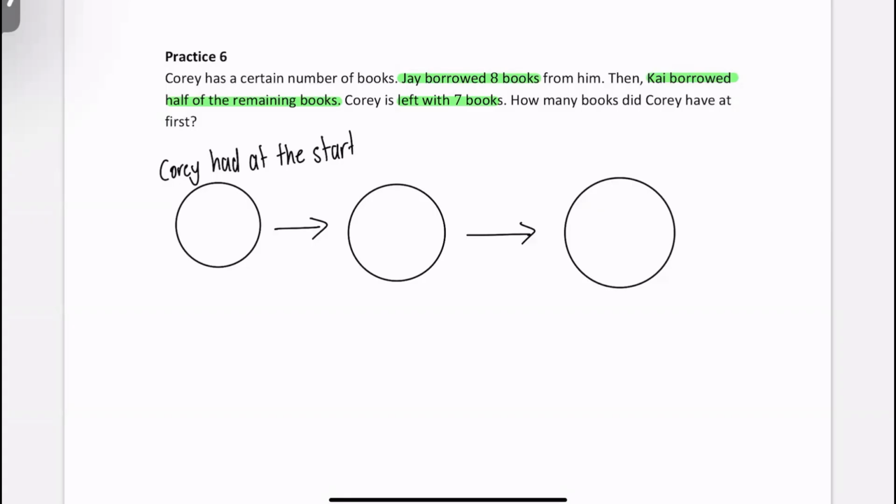So Jay borrowed 8 from him, right? So you are minus 8. After that, Kai will borrow half of the remaining. So half is what? Divide by 2, right? So after you divide by 2, you're left with 7.